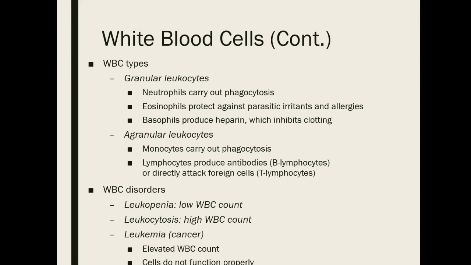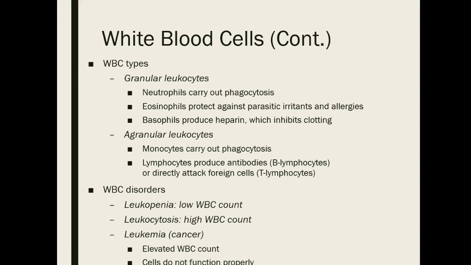The different types of white blood cells. So again, granular, there are granules in the cytoplasm of these. So the three types are the neutrophils, eosinophils, and the basophils. So the neutrophils are going to carry out phagocytosis. Eosinophils act against parasitic irritants and allergies, and the basophils are going to produce heparin, which inhibits that clotting or agglutination.